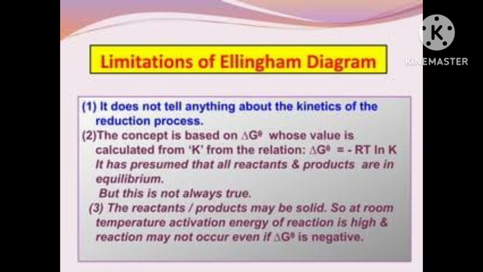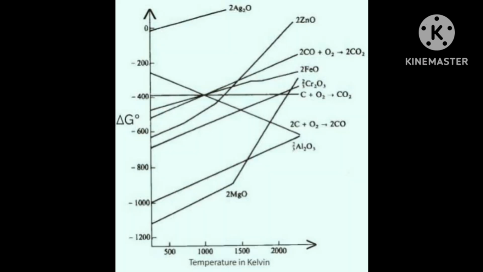Correct? Means the reactants and products will always be in equilibrium when you are talking about it. The interpretation of standard delta G is based on K, because standard delta G is equal to minus RT ln K, and K is related to chemical equilibrium. Thus, it is presumed that the reactants and products are in equilibrium.